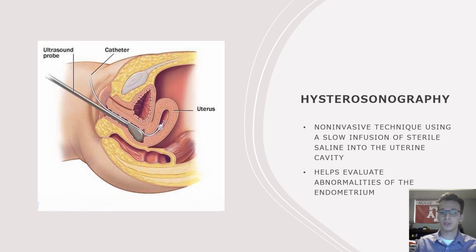Next, we have hysterosonography. It's a non-invasive technique using a slow infusion of sterile saline into the uterine cavity. It helps evaluate abnormalities of the endometrium. And as shown in the picture, you can see the transvaginal ultrasound transducer going into the vaginal canal, and then with the catheter there, we're inserting the saline into the uterus, and that can help distinguish if there's any pathology lining the endometrium of the uterus.